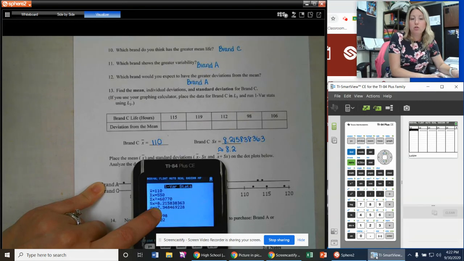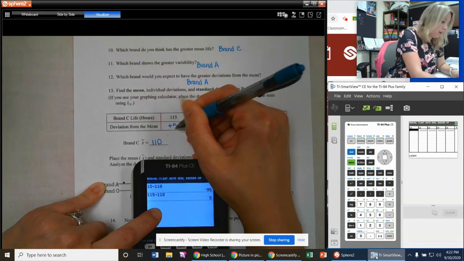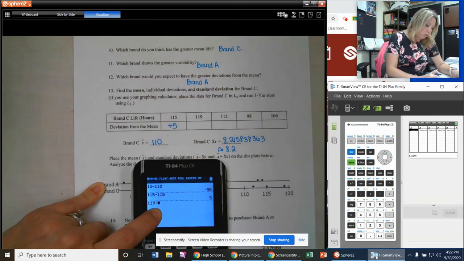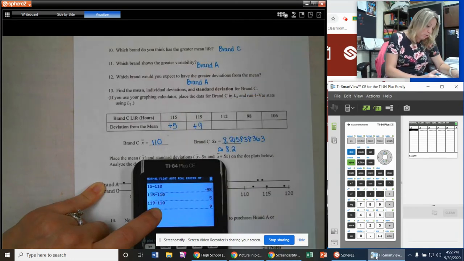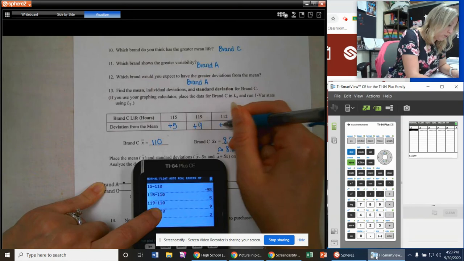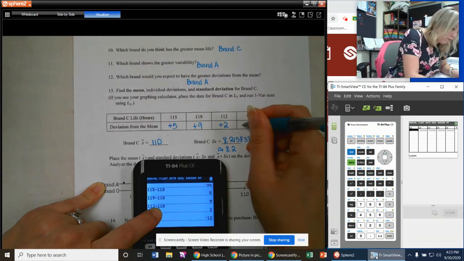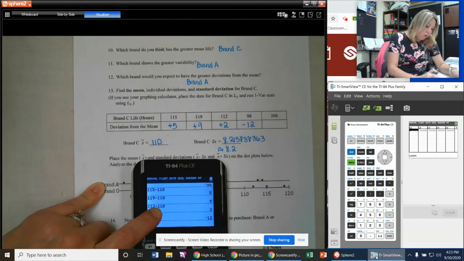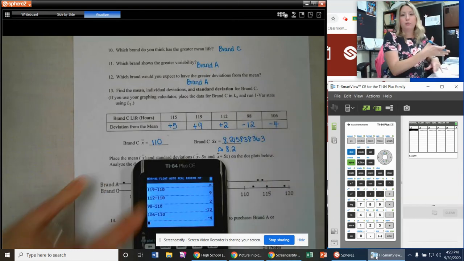And now what I'm going to do is take each data value and subtract the mean. So 115 minus 110 to get a positive 5 here. That's a deviation from the mean. 119 minus 110, that's a positive 9 for deviation. 112 minus 110, that's a positive 2 for deviation. 98 minus 110, a negative 12 because we're on the low end. And 106 minus 110, and that's a negative 4 because, again, we're on that left side of the mean.